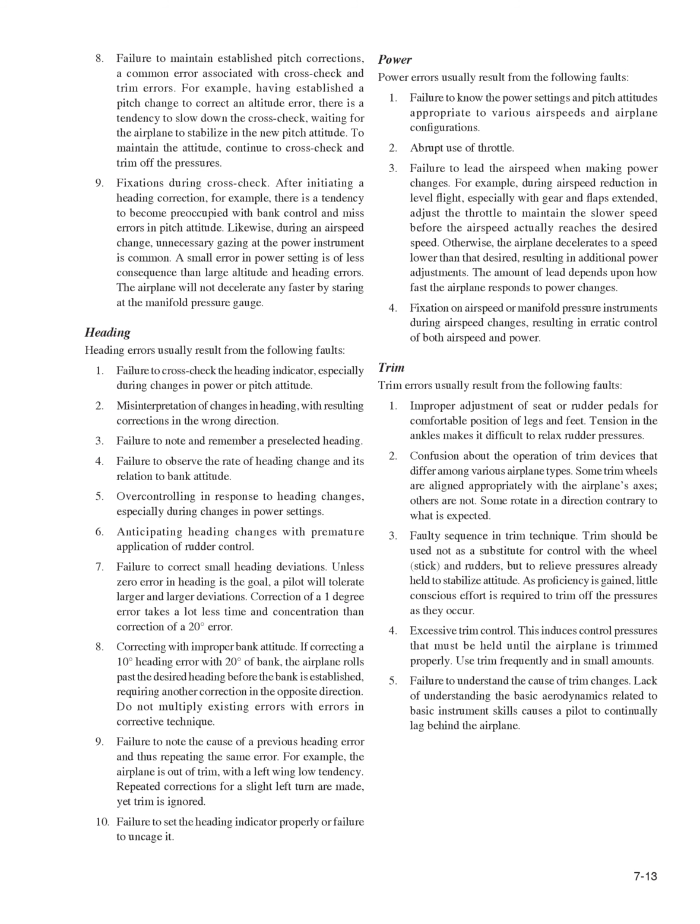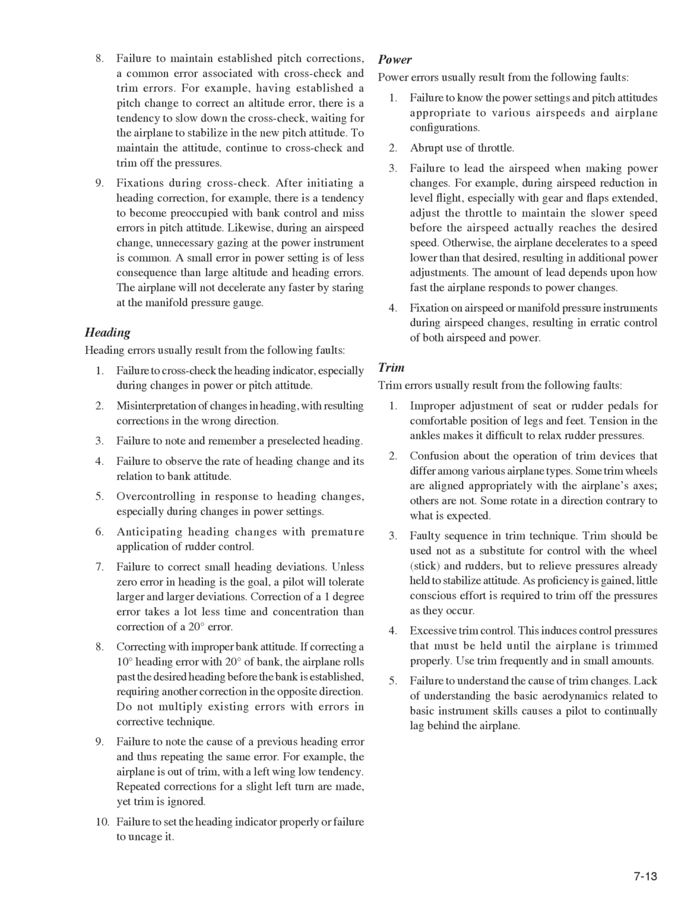Trim errors usually result from the following faults. 1. Improper adjustment of seat or rudder pedals for comfortable position of legs and feet. Tension in the ankles makes it difficult to relax rudder pressures. 2. Confusion about the operation of trim devices that differ among various airplane types. Some trim wheels are aligned appropriately with the airplane's axis, others are not. Some rotate in a direction contrary to what is expected.